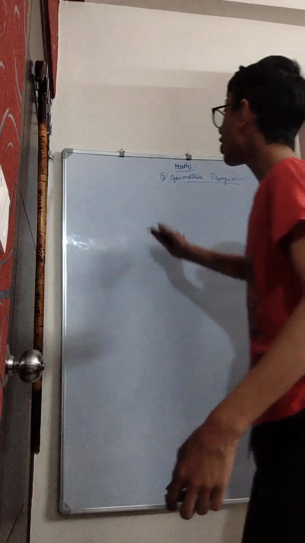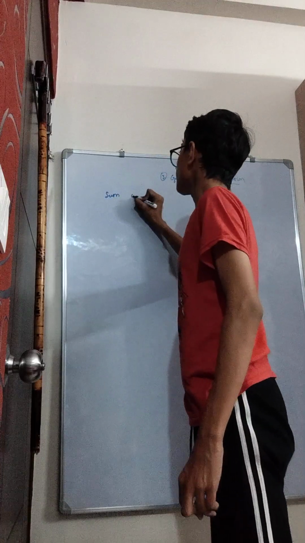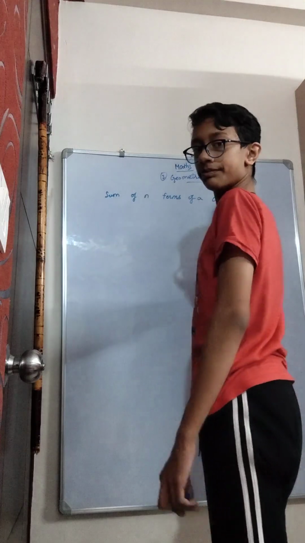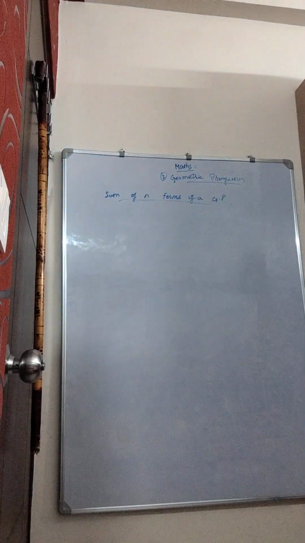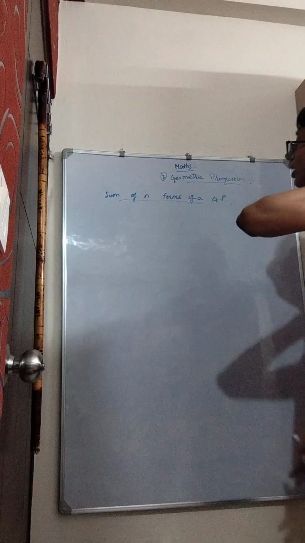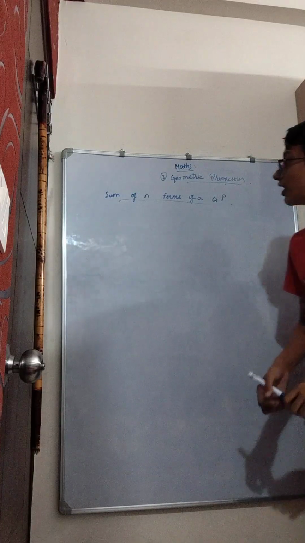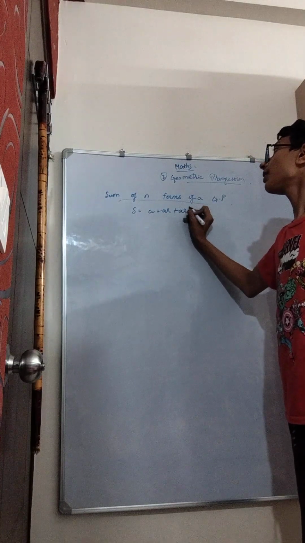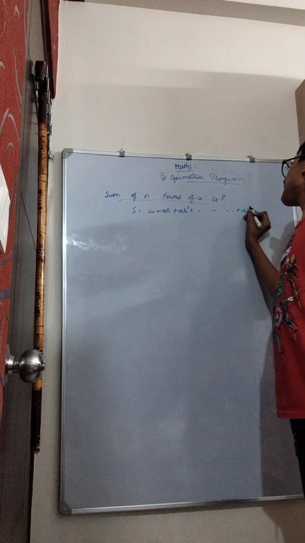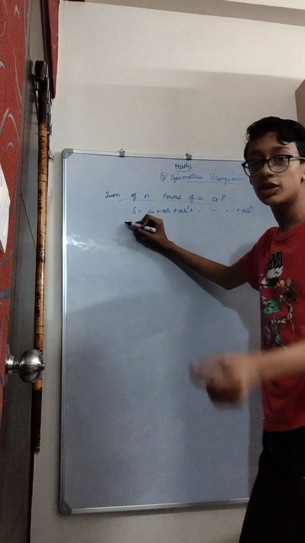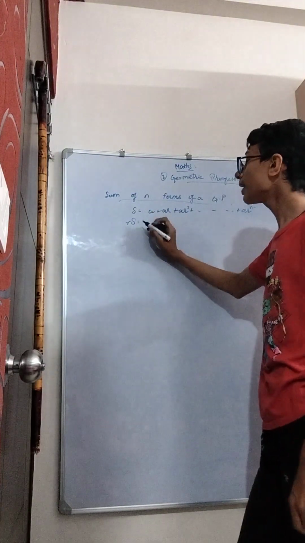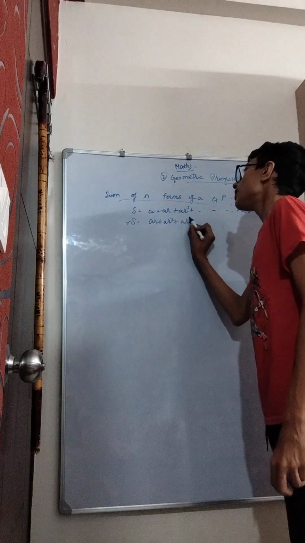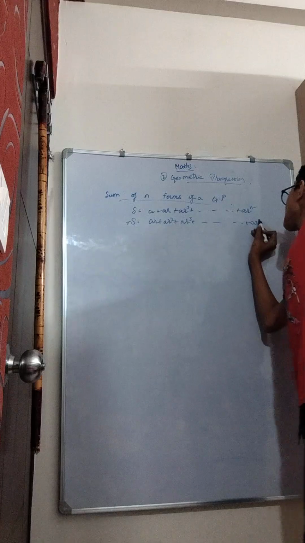Okay, so now sum of n terms of a GP. I hope you can see my board. How to find the sum of n terms of a GP? Let S be equal to A plus AR plus AR square plus so on to AR power n minus 1, and then let one more term be called RS. So that would be AR plus AR square plus AR cube plus all the way to AR power n.